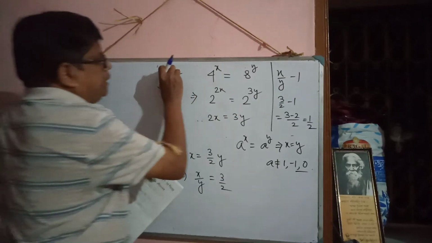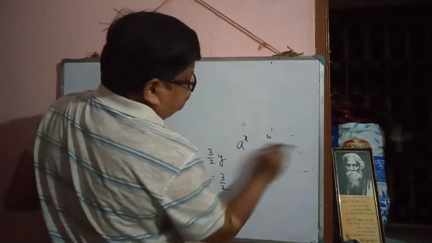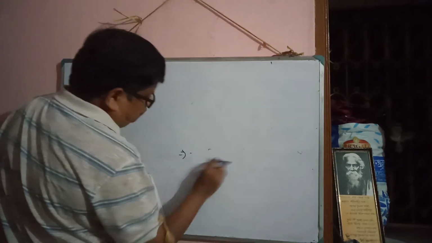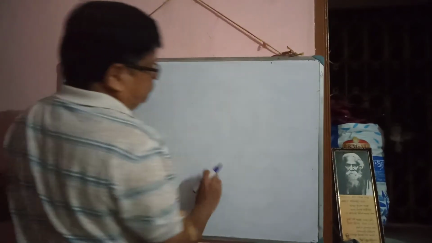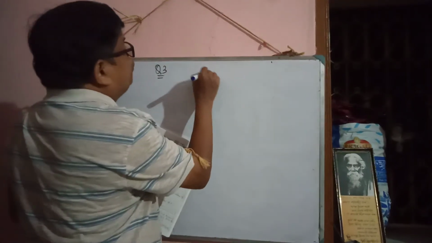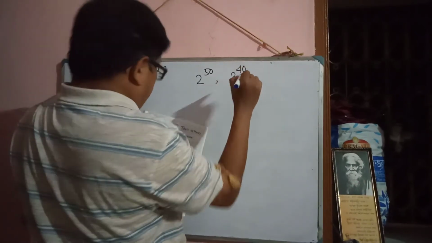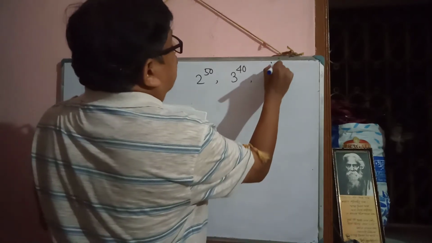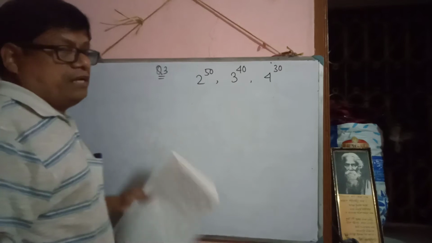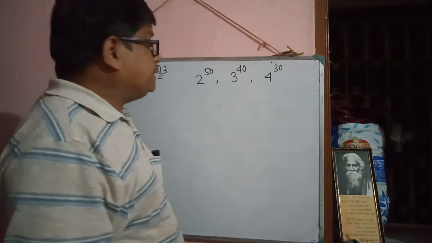Now question number 3. See, I am telling question number 3. Which among the numbers 2 to the power 50, 3 to the power 40 and 4 to the power 30 is the greatest number out of the 3?